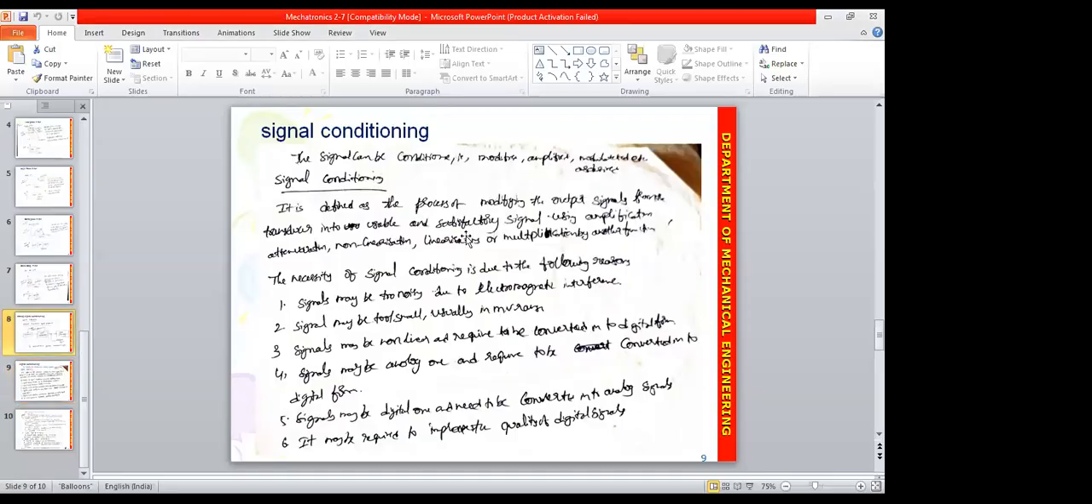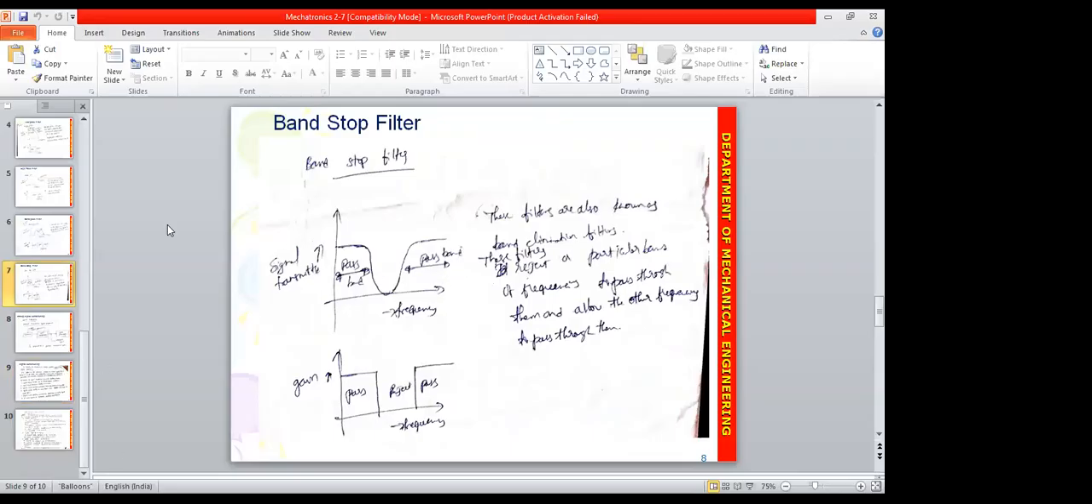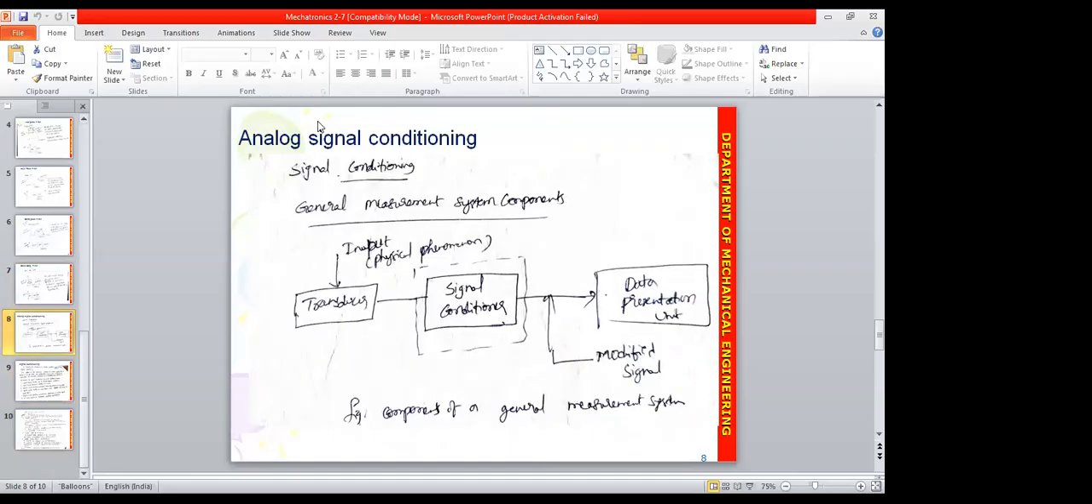So now we will come to signal conditioning, right? Analog signal conditioning. Now I will tell.